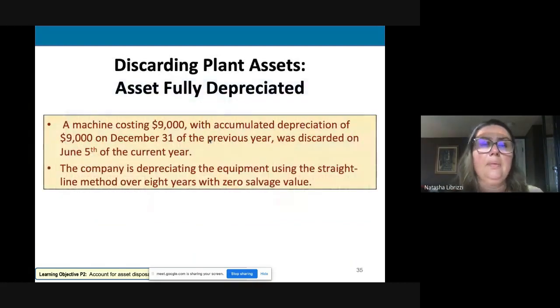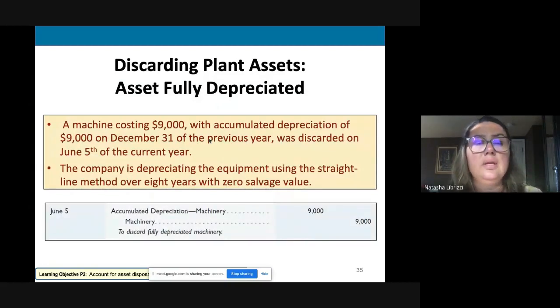Let's look at an example. A machine that cost us 9,000 with accumulated depreciation of 9,000. It looks like it was completely depreciated on December 31st of the previous year and was discarded on June 5th of the current year. So discarding means we did not receive anything, we just sent it to a salvage or recycling yard or something. The company is depreciating the equipment using straight line over 8 years with zero salvage value. So in this case, there's no gain, no loss, no cash received. All we're going to do is debit accumulated depreciation, credit machinery. It's completely removing it from our balance sheet.